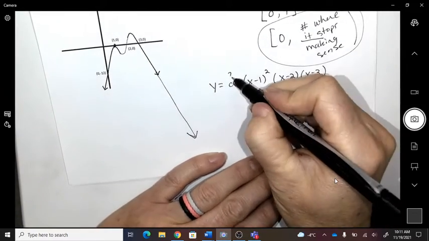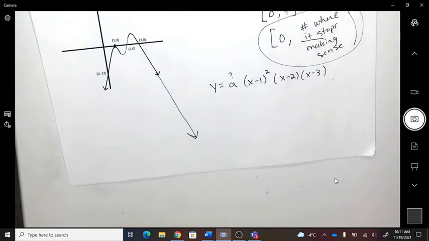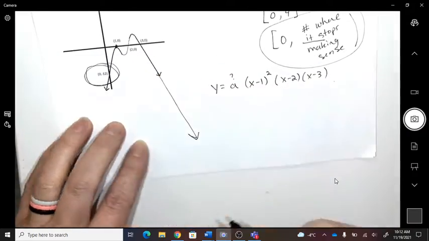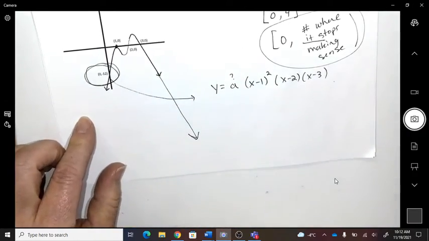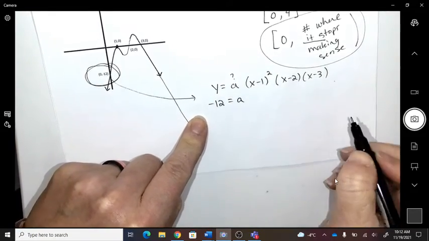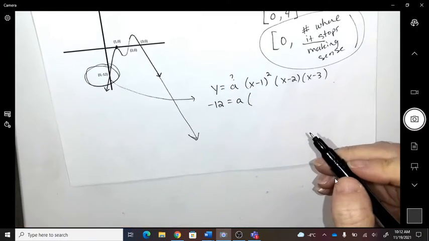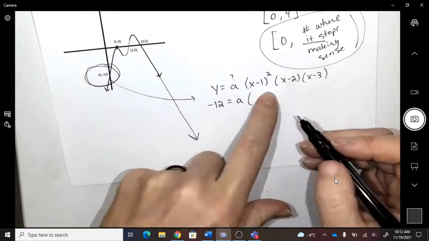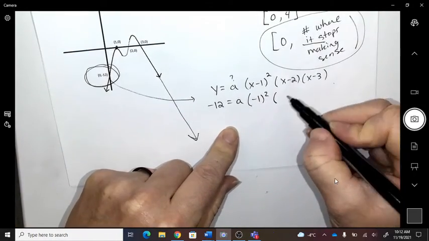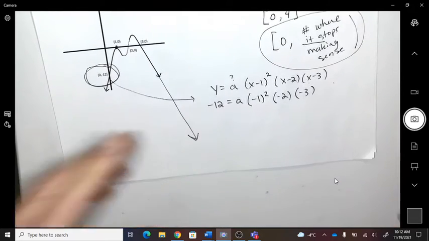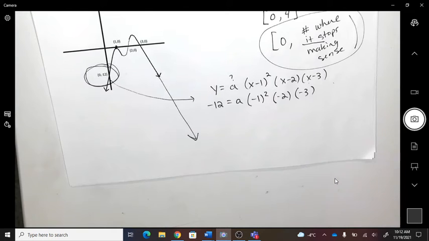How do I figure out that a value? What am I going to do to figure it out? I'm going to plug that point in. Okay, so I'm going to replace y with negative 12. And are you okay if I don't write the 0? I'm replacing x with 0. So I'm going to do this in my head. I'm going to go 0 subtract 1, 0 minus 2, 0 minus 3. Okay? I put the 0 in though, right? You see it? I just put it in, but I didn't write it down.